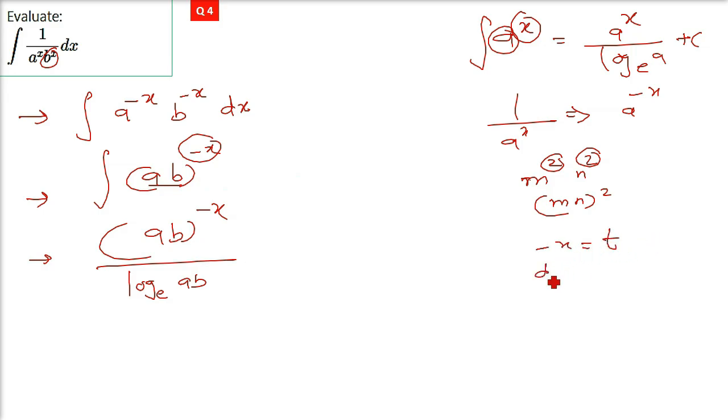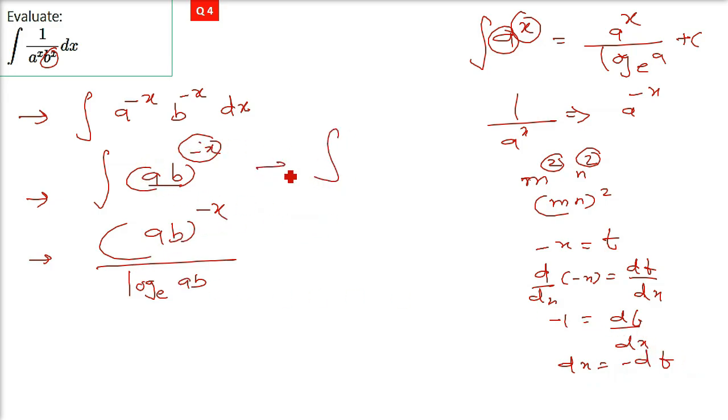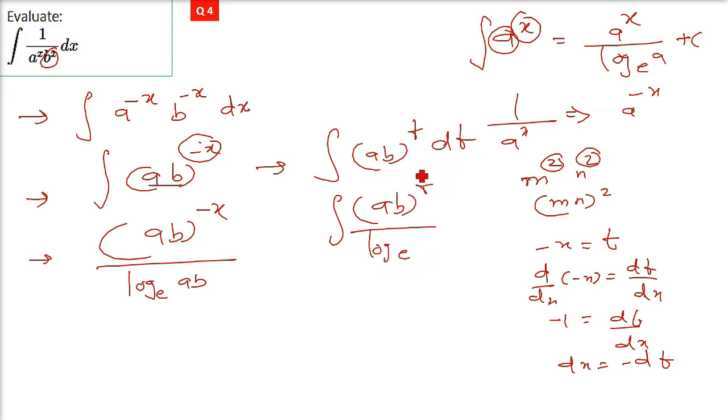Then we differentiate both the sides. When you differentiate both the sides, d by dx of negative x is equal to dt by dx. That is, d by dx of negative x is negative 1. It is dt by dx. So dt equals to negative dx, or you can say dx is equal to negative dt. We will use it interchangeably. So it is essentially equal to, the second step is integration of ab raised t. When we integrate it with respect to dt, remember dt is negative dx, so negative sign has already come. This is ab to the power t divided by log base e, and this is ab.